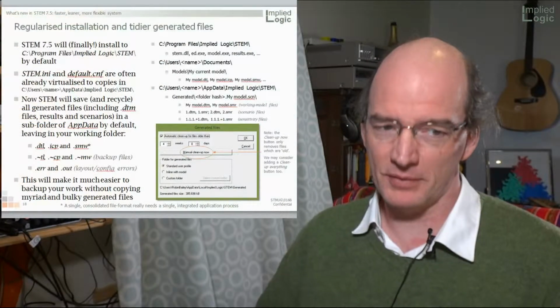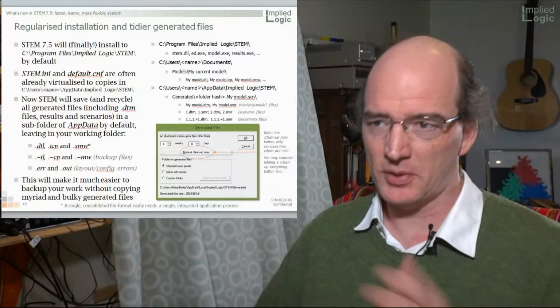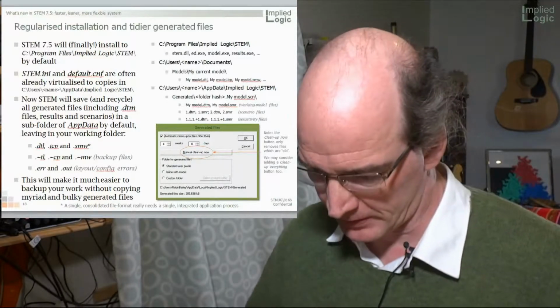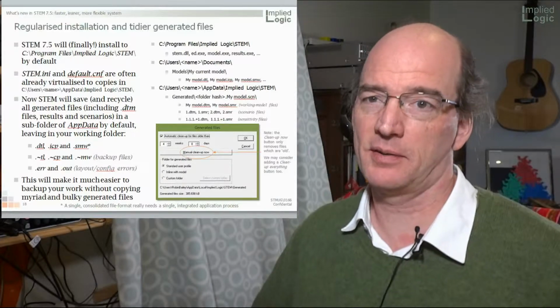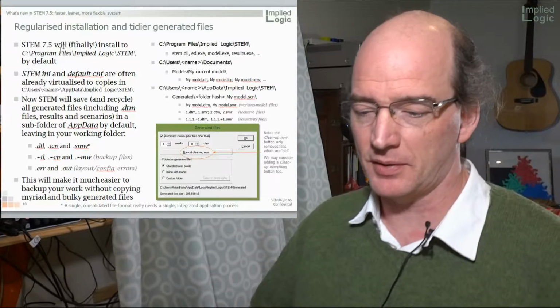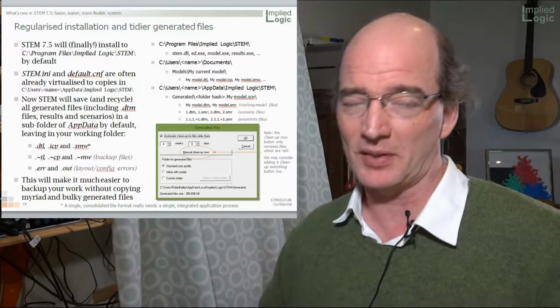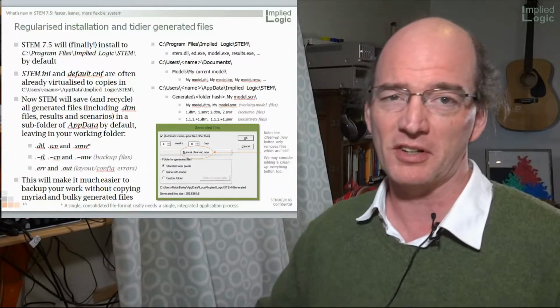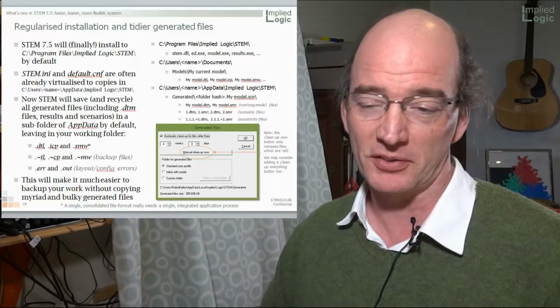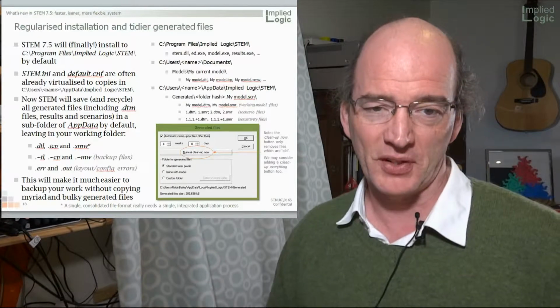STEM 7.5 is going to be installed by default in Program Files. Historically, it was always installed in C:\STEM, but finally it's going to be changed to the more conventional location. The most important thing is there will be less scope for conflict with organisational IT policies, where our experience is that on some companies' machines you're simply not allowed to create folders at the top level on the C drive. So really it's the right thing to do what everyone else does and put it in Program Files.